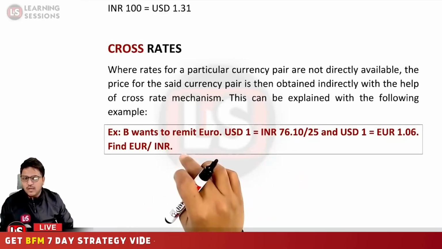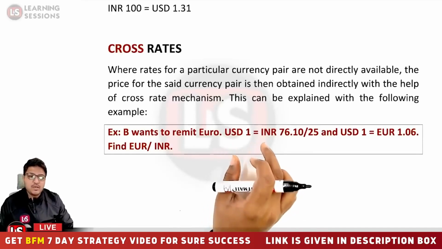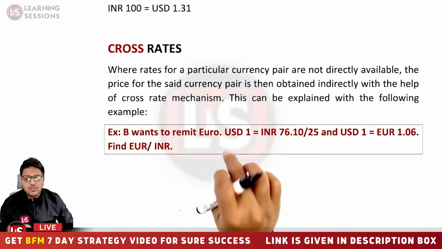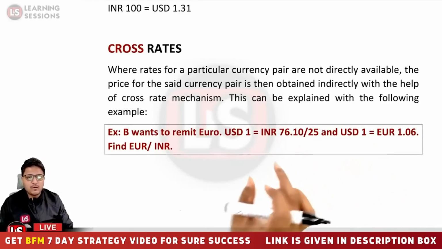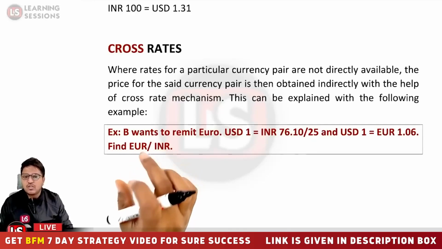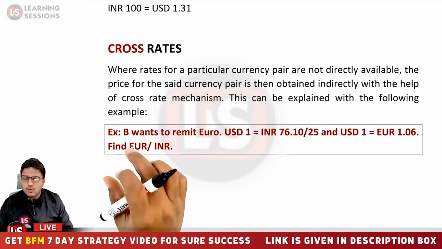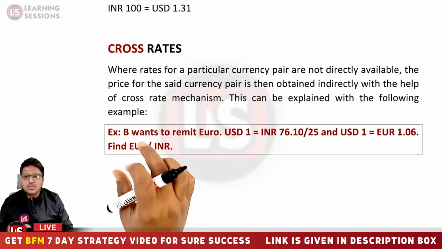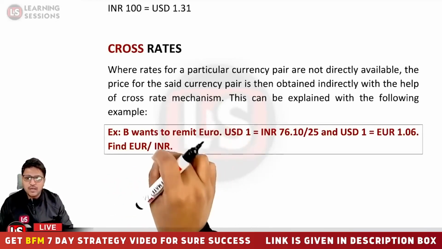Available for euro to INR, but there are different currency pairs available where USD is common in between. Now the USD to INR rate is available and the USD to euro rate is available, and you need to calculate the euro to INR price. That is said to be the cross rate or chain rule. We will be using the chain rule to calculate the relationship between the euro to INR, the prices we want to calculate.